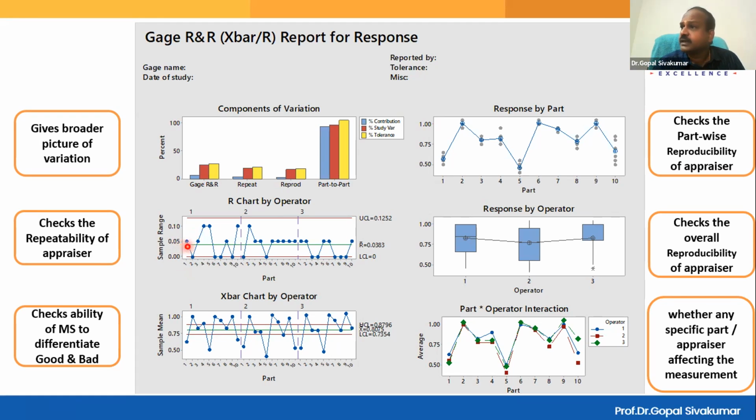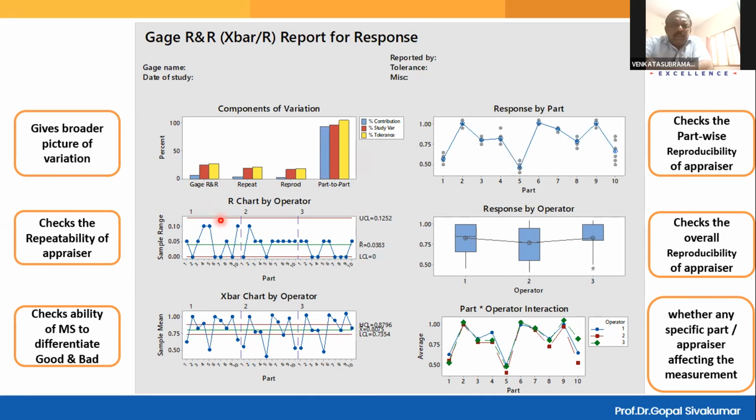Am I right? He maintained a lower range for some products, but for part numbers 4 and 5, can you see the range is becoming very high? Can you see the variation is very high when operator 1 is measuring part numbers 4 and 5? Can you see that, all of you? Yes or no? Yes, sir. He requires some training on how to measure products of type 4 and 5.